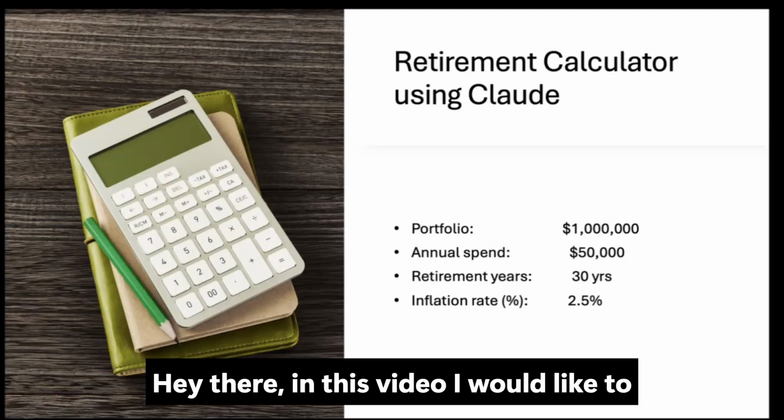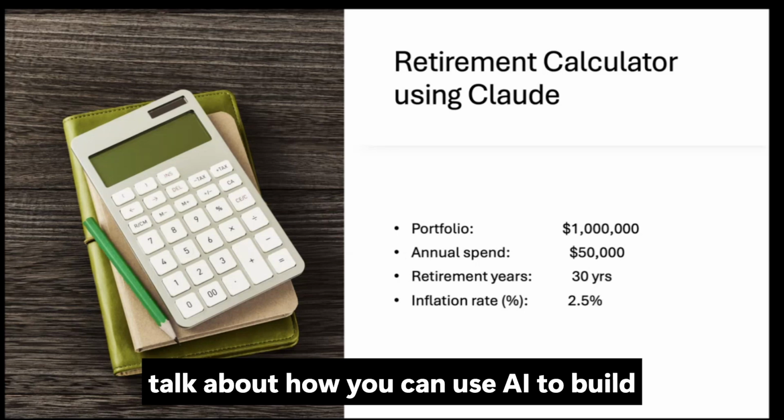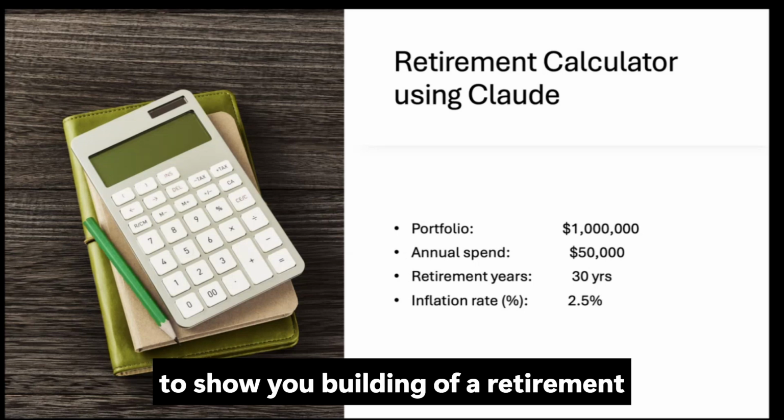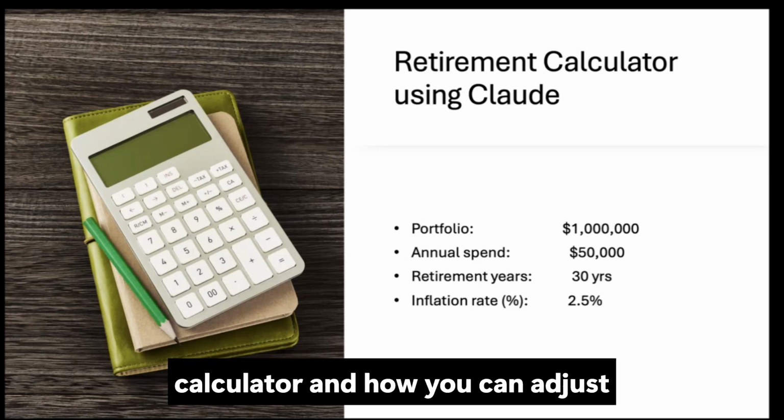Hey there. In this video, I'd like to talk about how you can use AI to build your retirement calculator. I would like to show you building a retirement calculator and how you can adjust it using Claude.